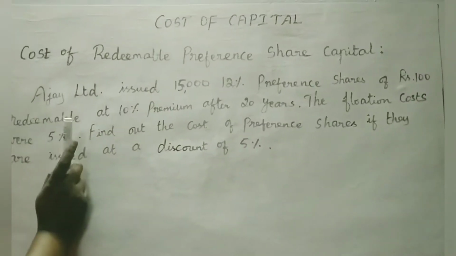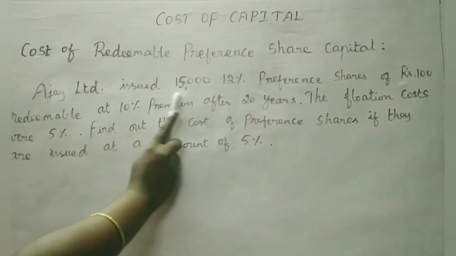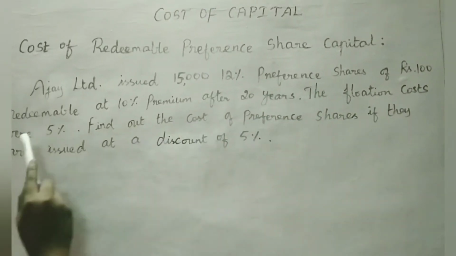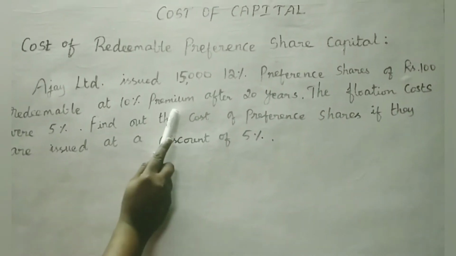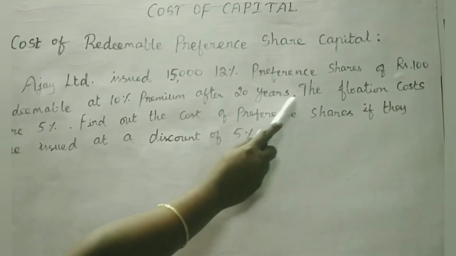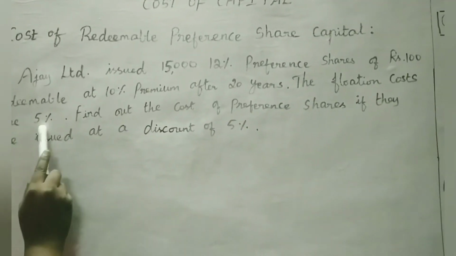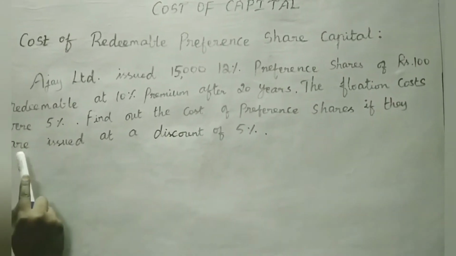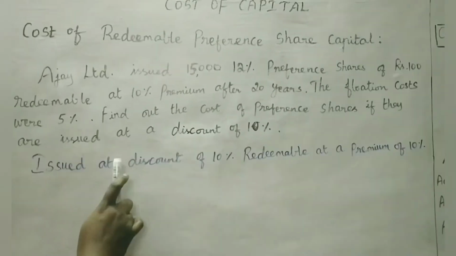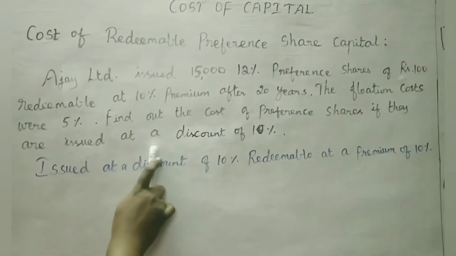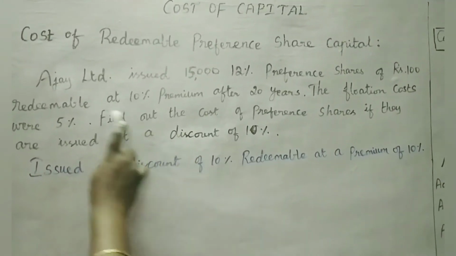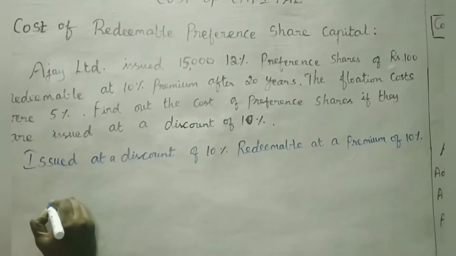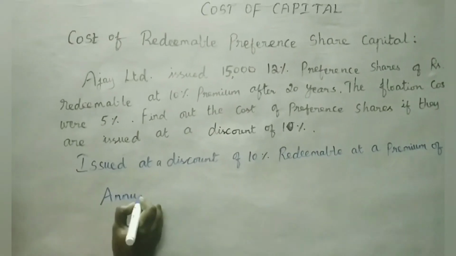We will see one problem. Ajay Limited issued 15,000 12% preference shares of ₹100, redeemable at 10% premium after 20 years. The flotation cost were 5%. Find out the cost of preference shares if they are issued at a discount. In this problem, the issue is at discount and redemption is at premium. First, calculate the annual cost.